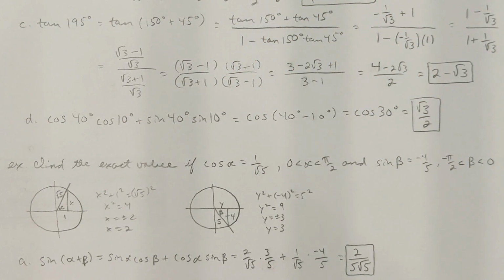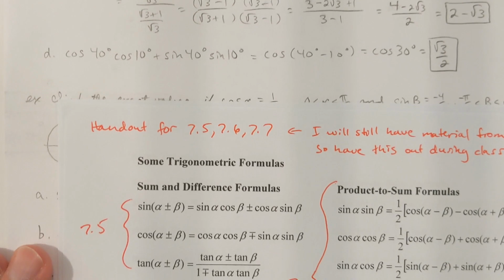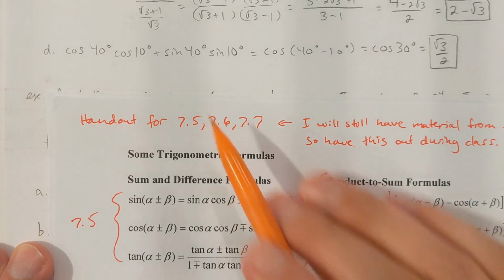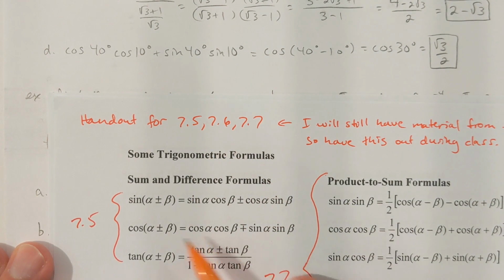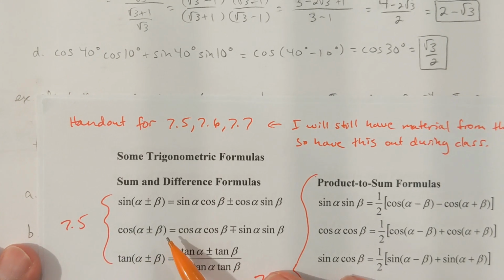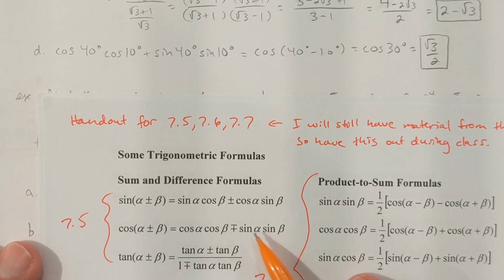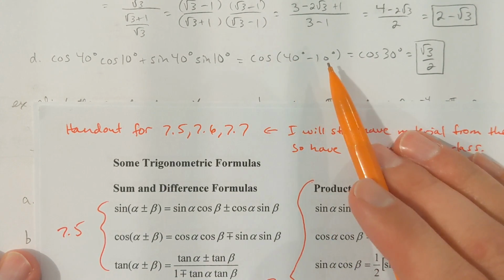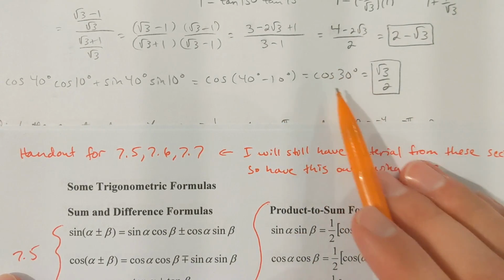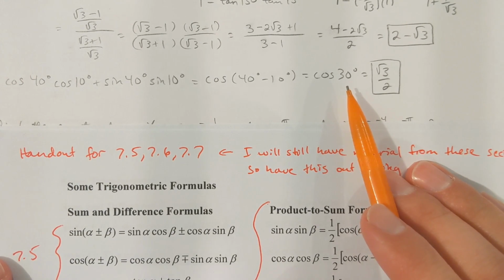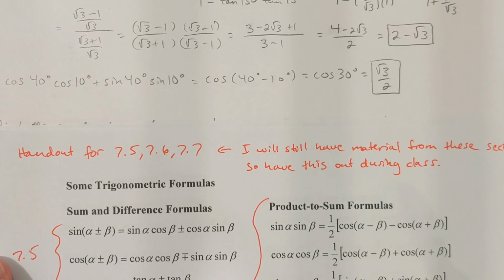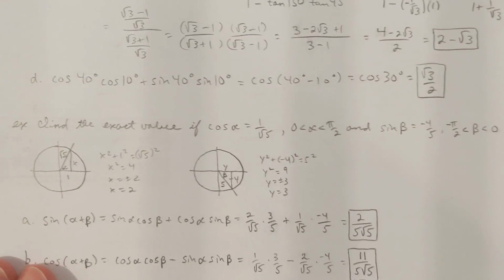if we were to use the sum and difference formula, the second one, cosine alpha, cosine beta plus sine alpha, sine beta, that is the same as cosine of alpha minus beta. Okay, so I'm still using the sum and difference formula, just reading it right to left. Alpha would be 40 degrees, beta would be 10 degrees, and so that would give me cosine of 30 degrees, which, okay, the adjacent side would be root 3 and the hypotenuse would be 2. Root 3 over 2 then would be the exact value of that.